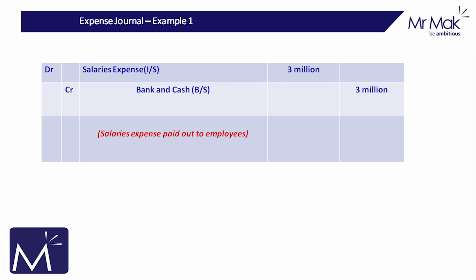What would the journal entry be on the last day of the month when salaries are paid? Easy. Firstly, there would be a debit to the salaries expense in the income statement. Salaries are an expense. And then there will be a credit to the bank and cash in the balance sheet. That credit reduces the amount in the bank because it's paid out to the employees as salaries.